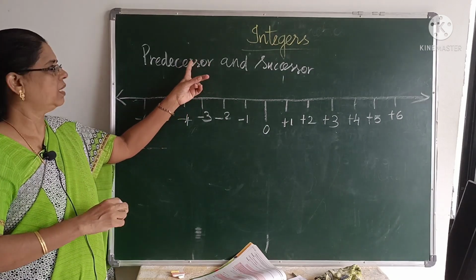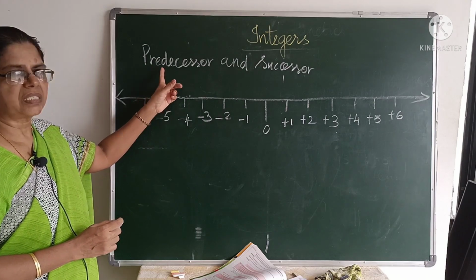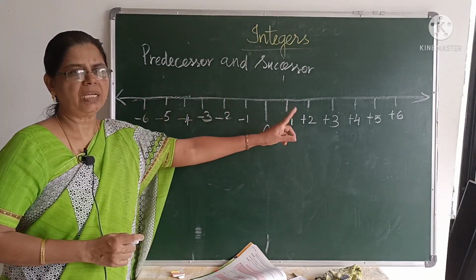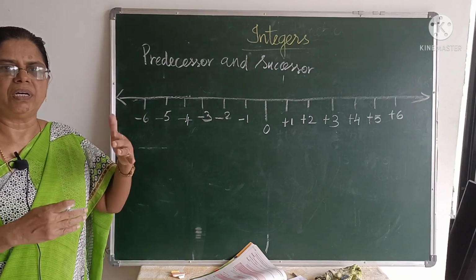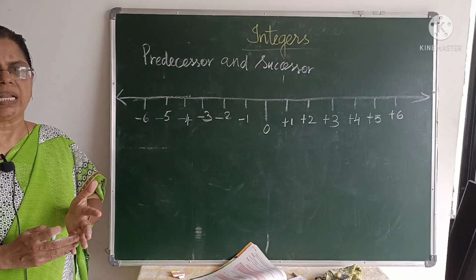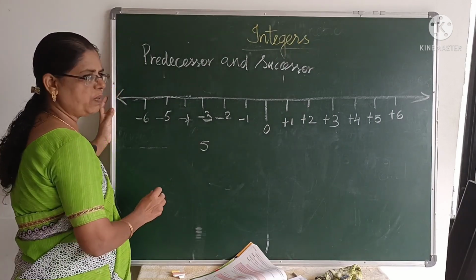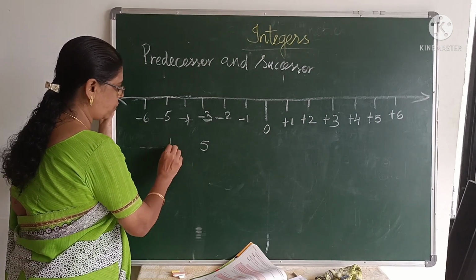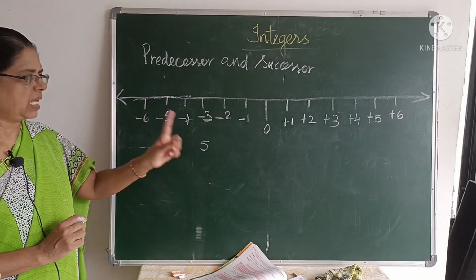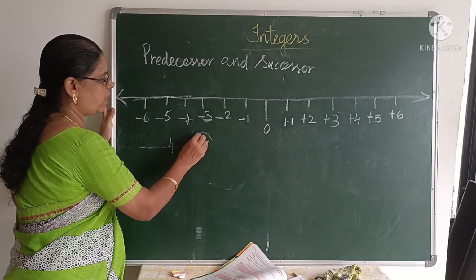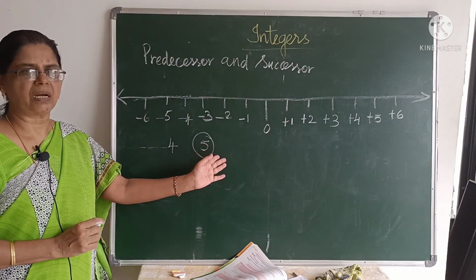Okay children, now we will learn about predecessor and successor. How to find out the predecessor of an integer by using the number line. You have already learned how to find out the predecessor of a whole number or a natural number. If I ask you which is the predecessor of 5, immediately you will say the predecessor of 5 is 4. So to find out the predecessor, we always find 1 less than the given number. 1 less than 5 is 4. So we say 4 is the predecessor of 5.